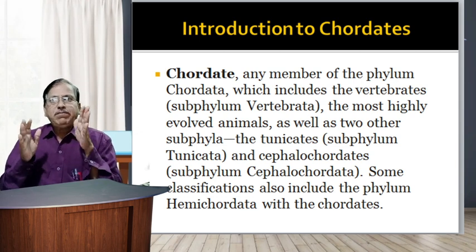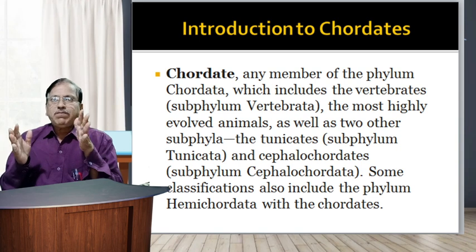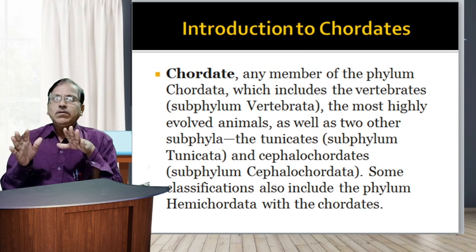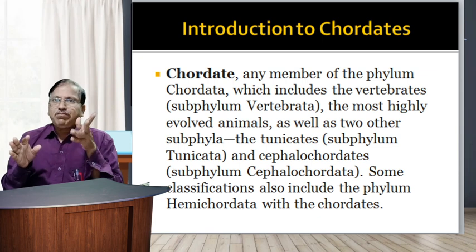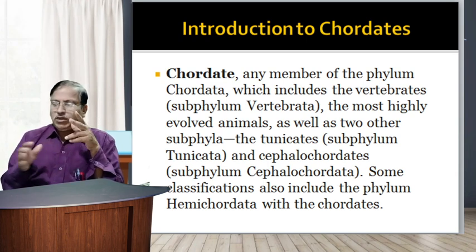Chordates are any member of the phylum Chordata, which includes the vertebrates, subphylum Vertebrata, the most highly evolved animals, as well as two other subphyla, the tunicates, subphylum Tunicata, and the cephalochordates, subphylum Cephalochordata. So from this point of view, the chordate groups classification includes the phylum Hemichordata along with the chordates.